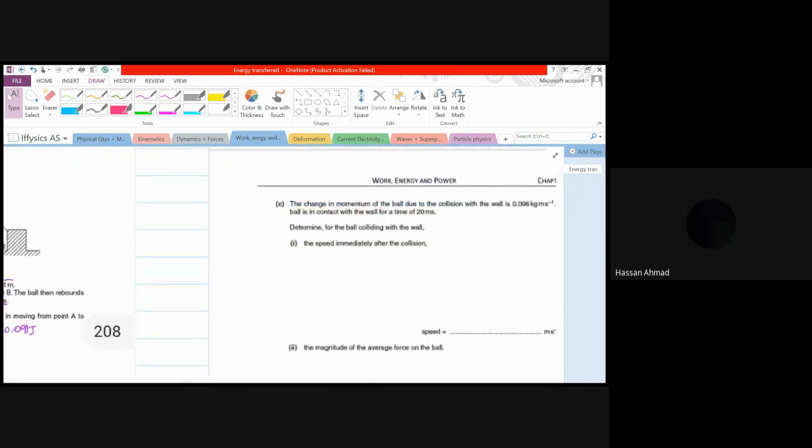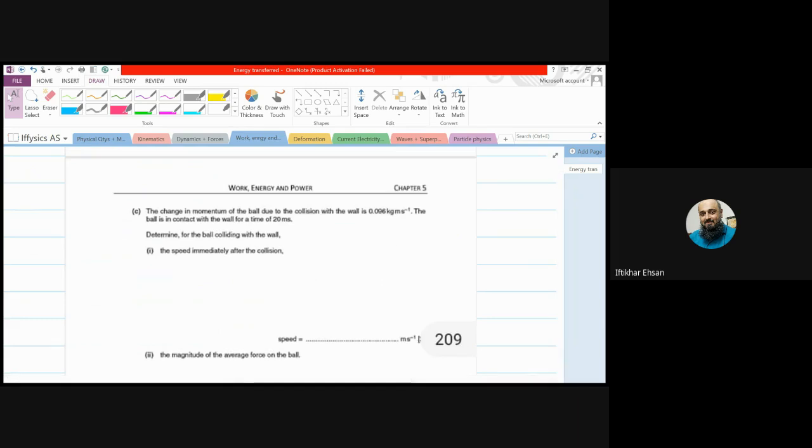Yes, sir. Okay. Change in momentum of the ball due to the collision with the wall is this. This is the change in momentum, and the ball is in contact for the time of this. Determine for the ball colliding with the wall the speed immediately after collision.